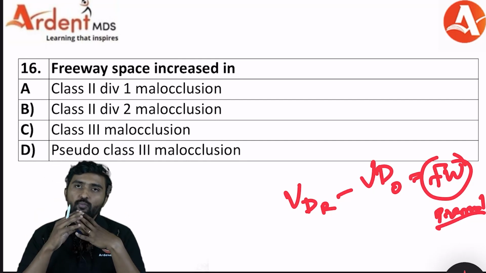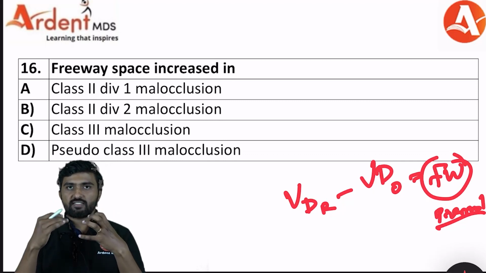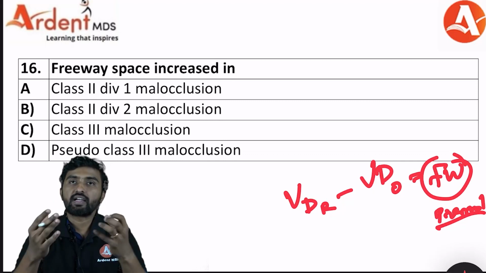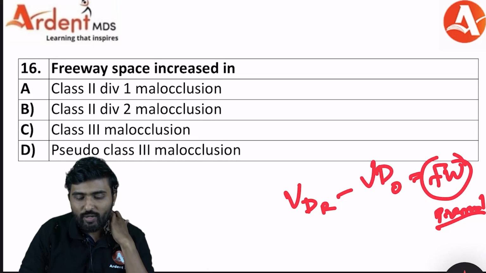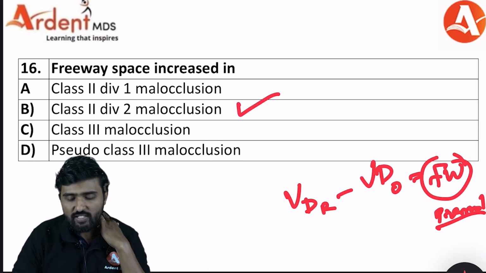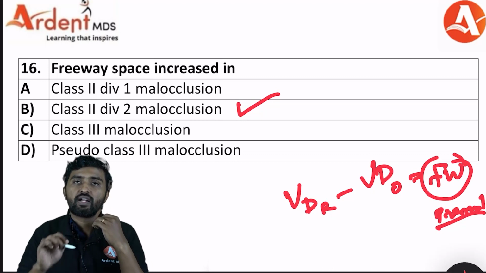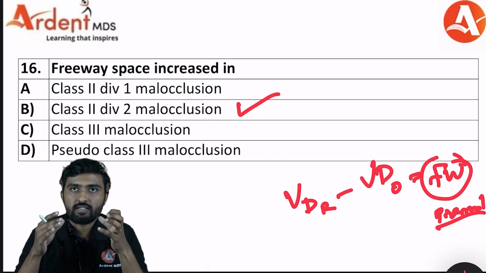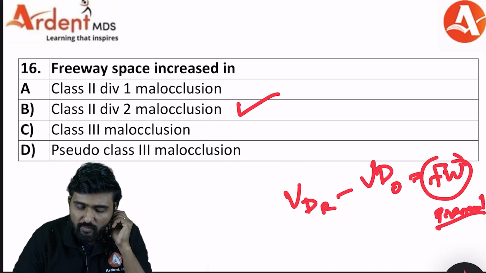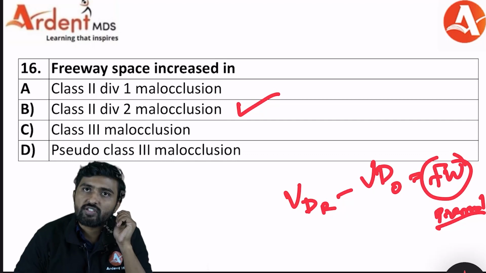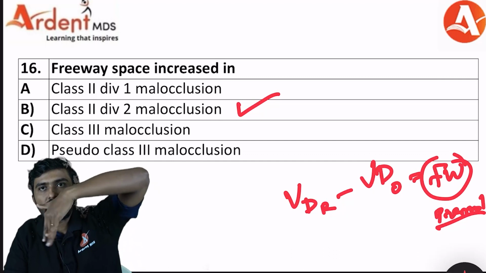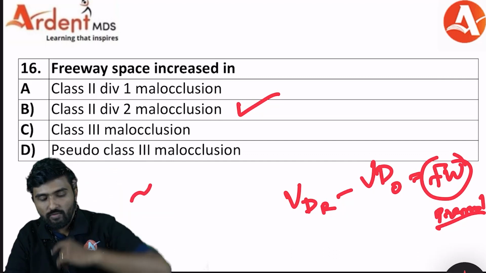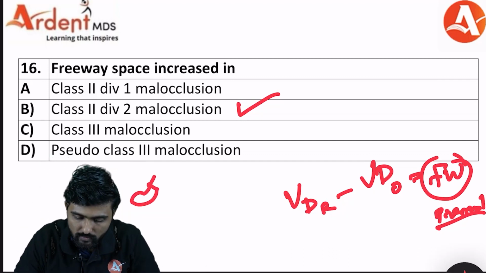Now, in what type of malocclusion is this freeway space increased? That is the question. Let's look into class 2. The answer for this question is class 2 division 2. Let's see why this is the right answer. When the patient has class 2 division 2, how do they present? They present with retroclined central incisors.